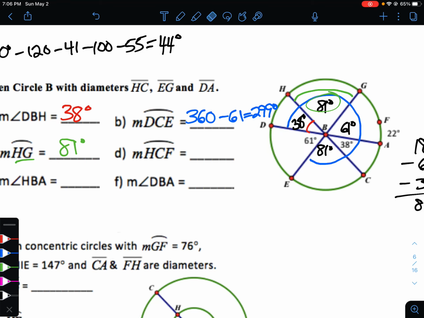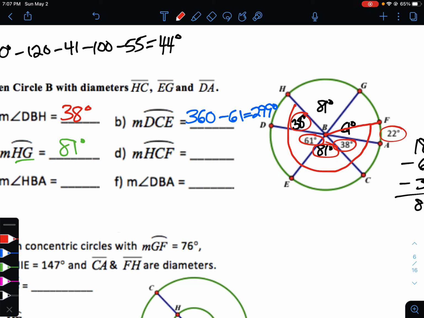Now, in order to do that, there is actually this other piece of information right here that we're going to use. So we're going to take that 22 degrees plus our 38, 81, 61, and 38. So quite a few numbers to add together. Feel free to use a calculator for this part. When you're done adding all of those up, you should end up with 240 degrees.